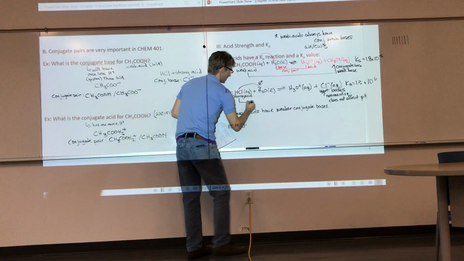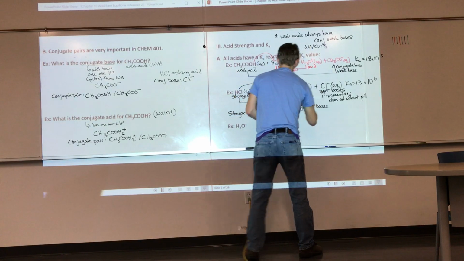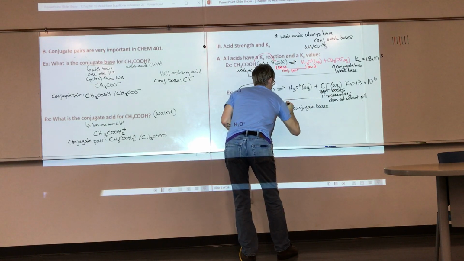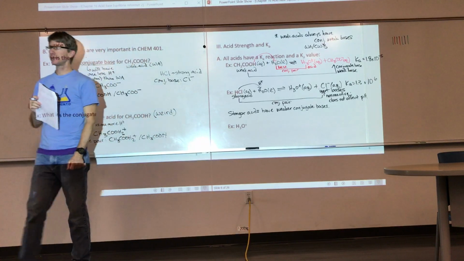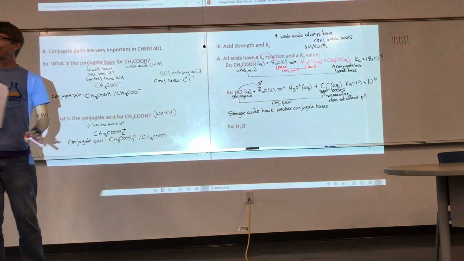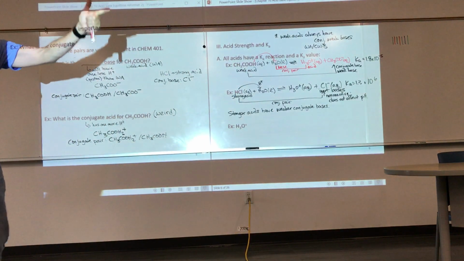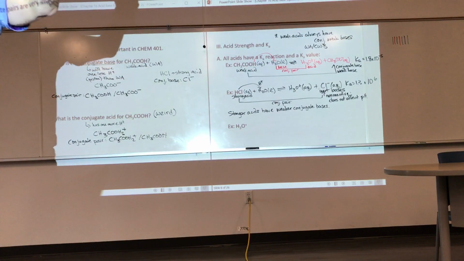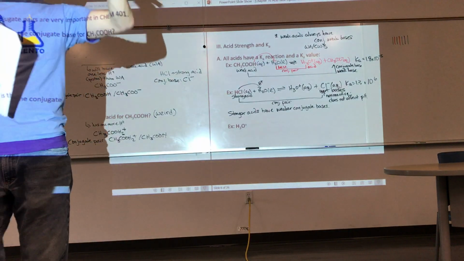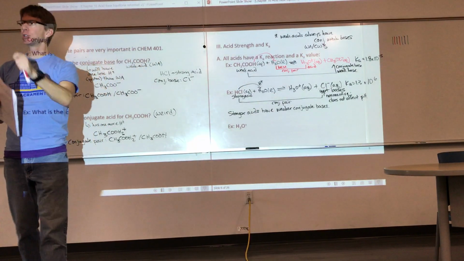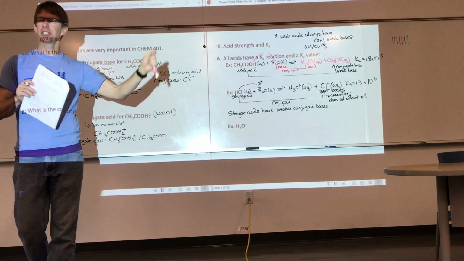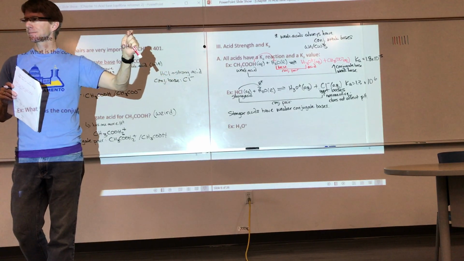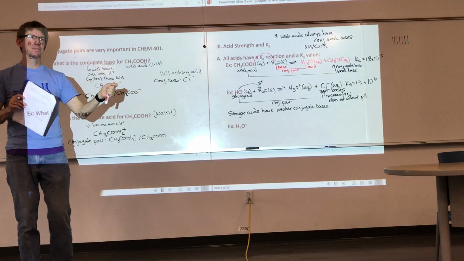So now we can connect them. It is a conjugate pair. And weak goes with weak. Weak acids have weak conjugate bases. Strong goes with inert. Also true of strong bases. Strong bases have inert conjugate acids. Everything has a conjugate.